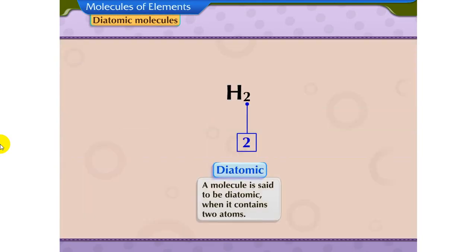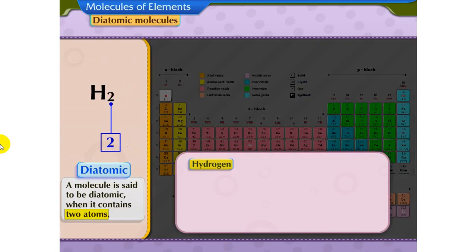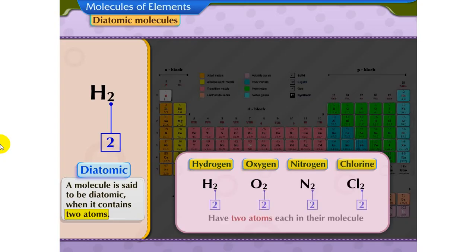Diatomic molecules. A molecule is said to be diatomic when it contains two atoms. For example, elementary gases like hydrogen, H2, oxygen, O2, nitrogen, N2, chlorine, Cl2, all have 2 atoms each in their molecule. So, their atomicity is 2. Hence, they are considered to be diatomic.